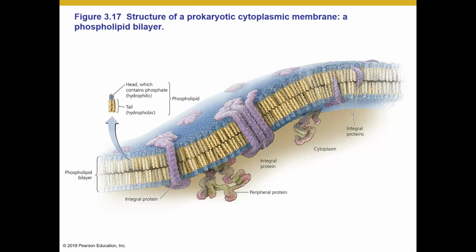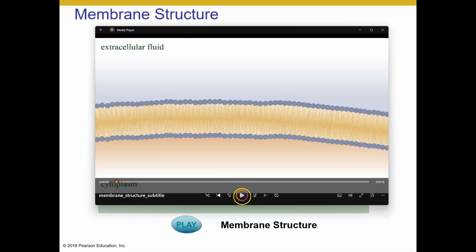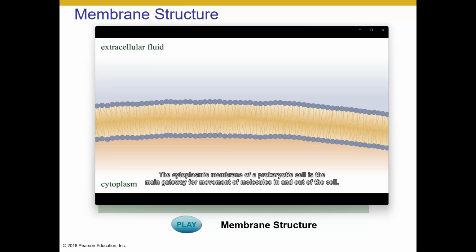Clinical connection: in nursing, this concept connects to how disinfectants like alcohols and detergents kill bacteria. They dissolve these membranes. The cytoplasmic membrane of a prokaryotic cell is the main gateway for movement of molecules in and out of the cell. This membrane may also be called the cell membrane or plasma membrane.